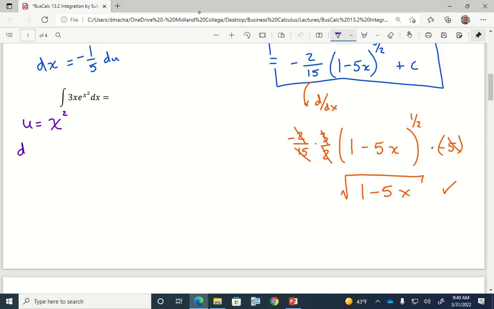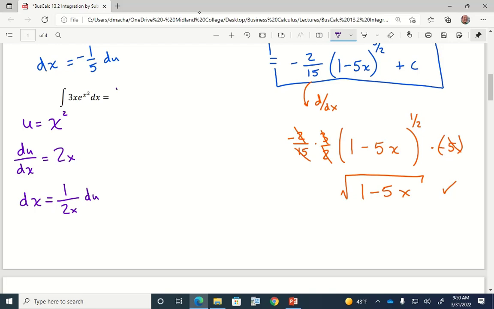And then what would my du dx be? 2x. 2x, perfect. And then I need to rearrange this to solve for dx. So I'm going to multiply both sides of this equation by dx and divide both sides by 2x. And I should get 1 over 2x times du. So that's steps 1, 2, and 3.